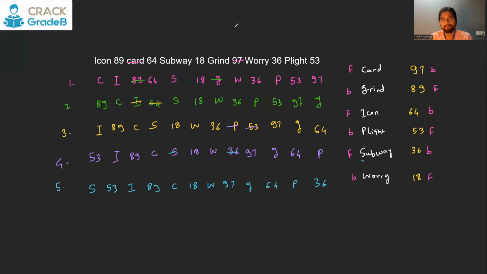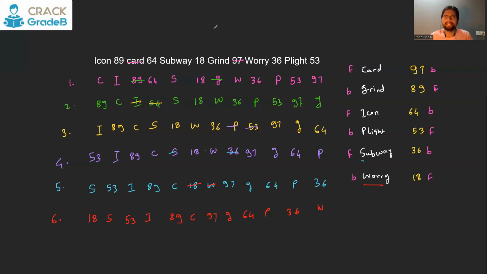And in the last step, the sixth step, worry goes in the back and 18 goes in the front. The remaining stay as they are: S, 53, I, 89, C, 97, G, 64, P, 36. And this will be the last. So 5 questions will be asked on this arrangement.